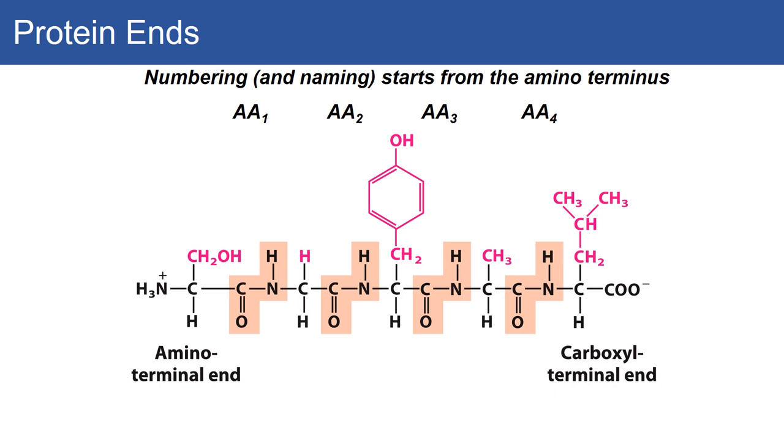So there are 3 ways of naming this. We can go single letter code. In this situation, serine, glycine, tyrosine, alanine, and leucine is SGYAL, or we could do 3-letter codes, which in this case would be SER, GLY, TYR, ALA, LEU.